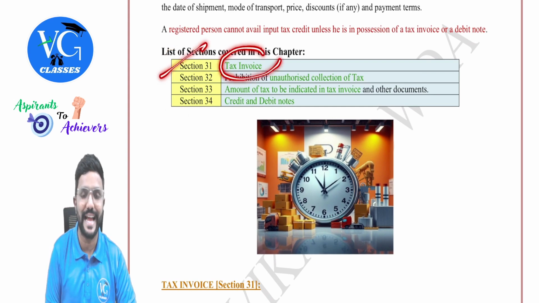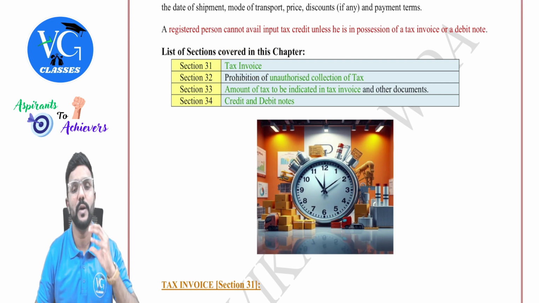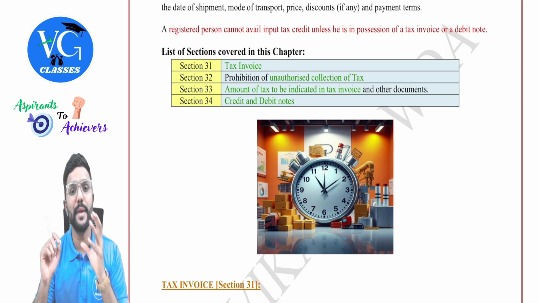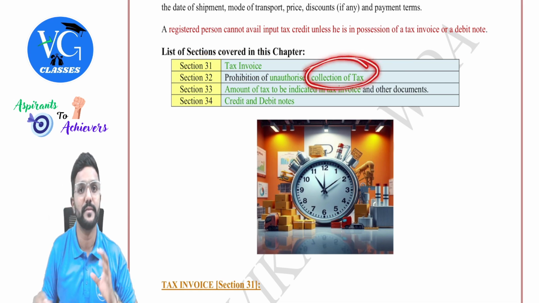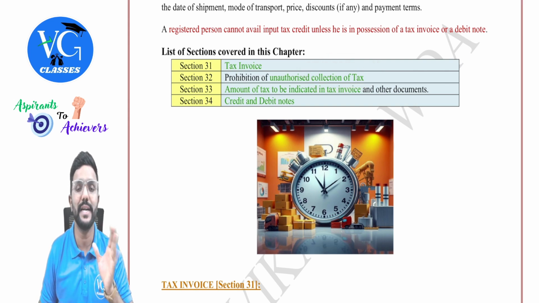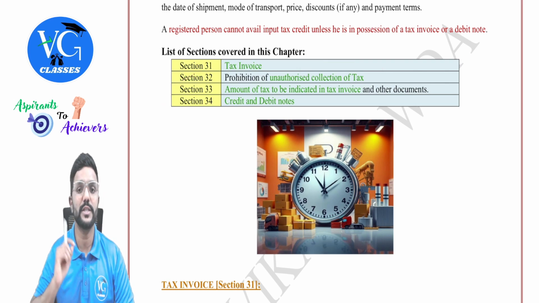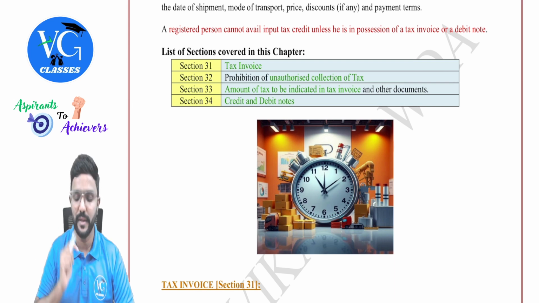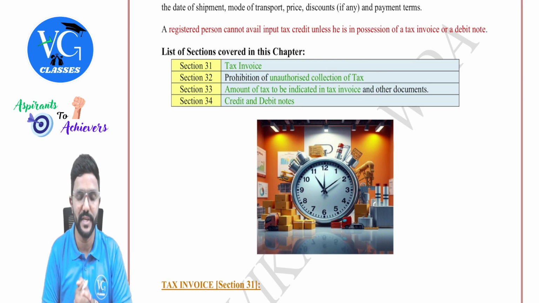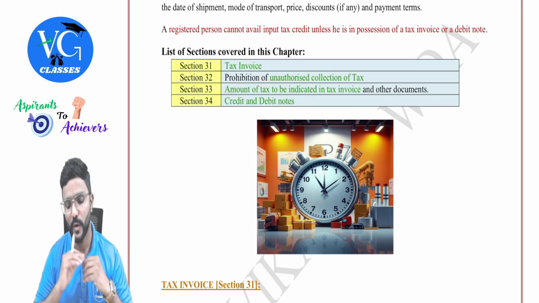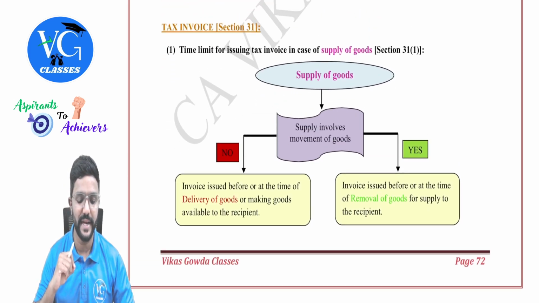Section 31 talks about tax invoice and various other documents and what is the due date to issue invoice. Whereas section 32 talks about the prohibition of unauthorized collection of tax. When a person is not registered, he is not eligible to collect tax from the recipients. Then section 33 talks about the amount of GST having to be clearly mentioned in the invoice or any other document issued by the supplier to the recipient. Then section 34 talks about credit and debit notes and their declaration. Okay, so each of these sections we will be learning in detail.